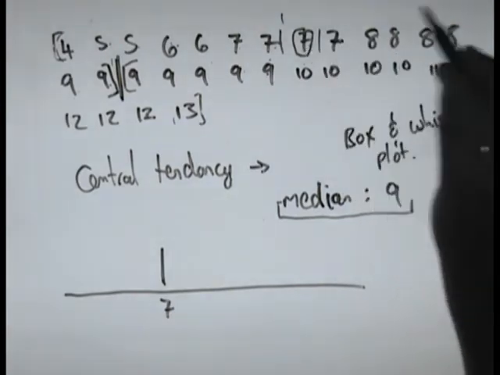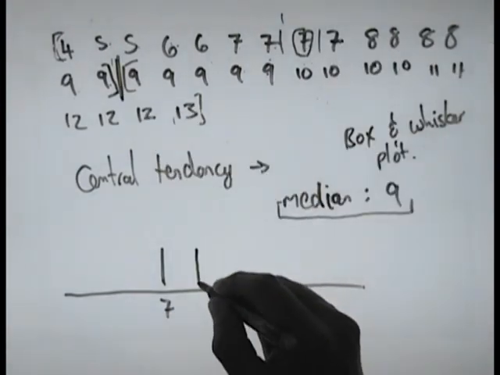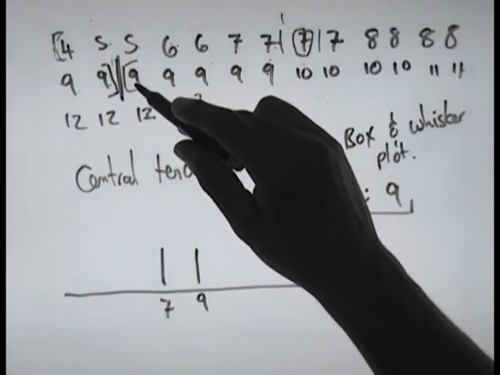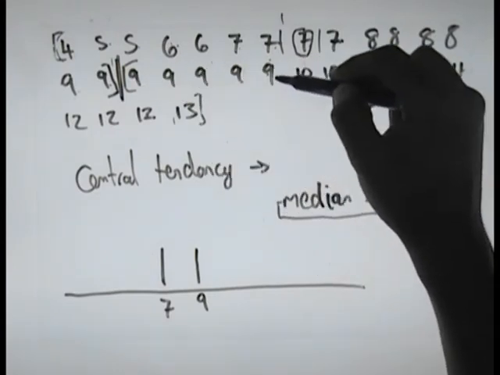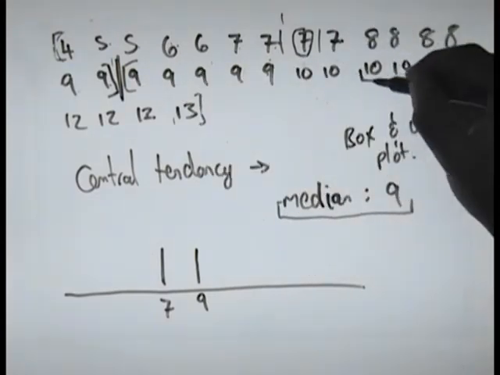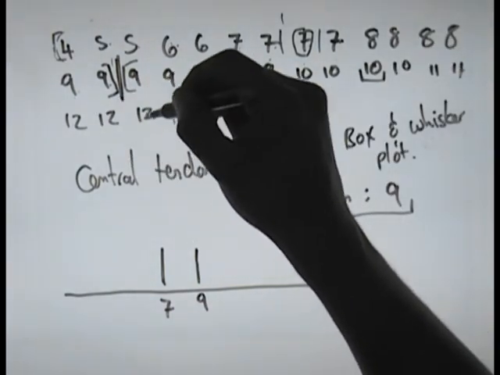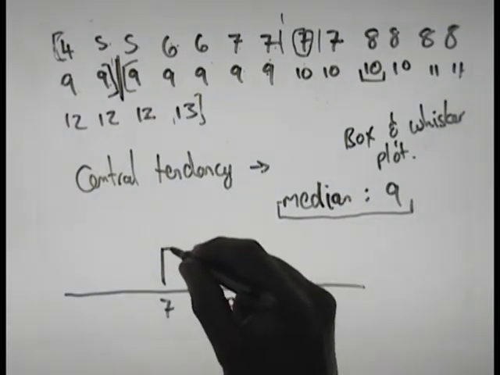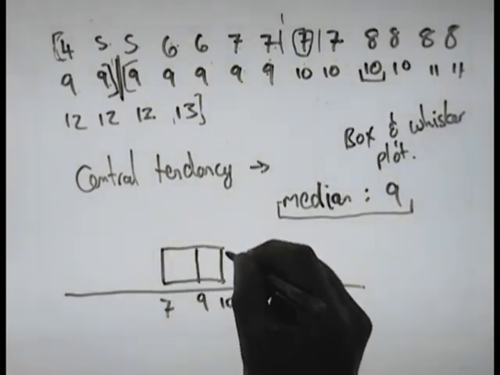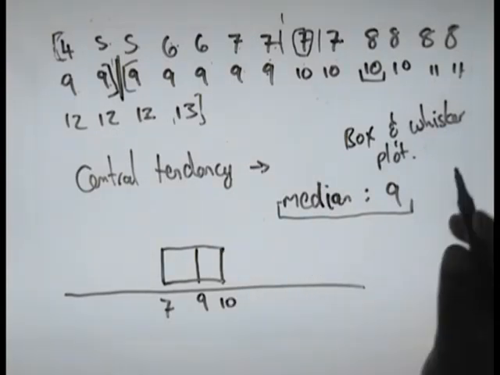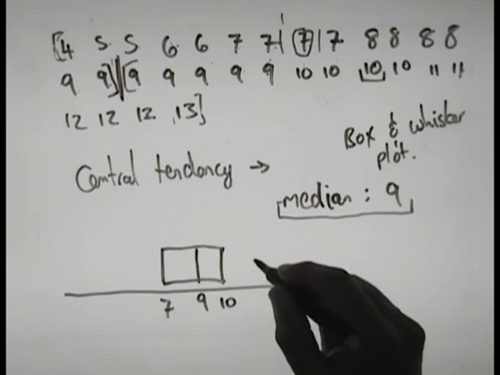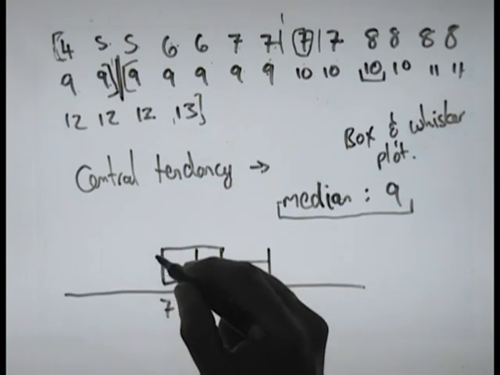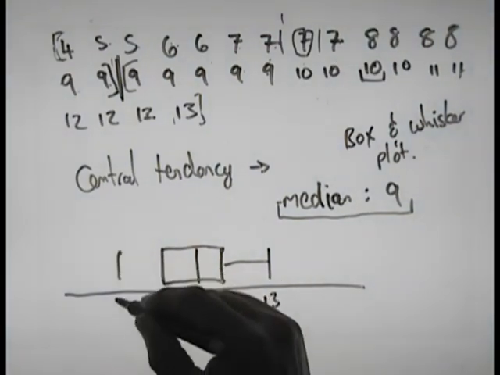My median is at 9. My third quartile: 1, 2, 3, 4, 5, 6, 7. The next piece of data, 1, 2, 3, 4, 5, 6, 7. That means that 10 is my next data, and this forms my box. My whiskers are going to go all the way up to 13, which is over there, and it starts at 4, which is over there.